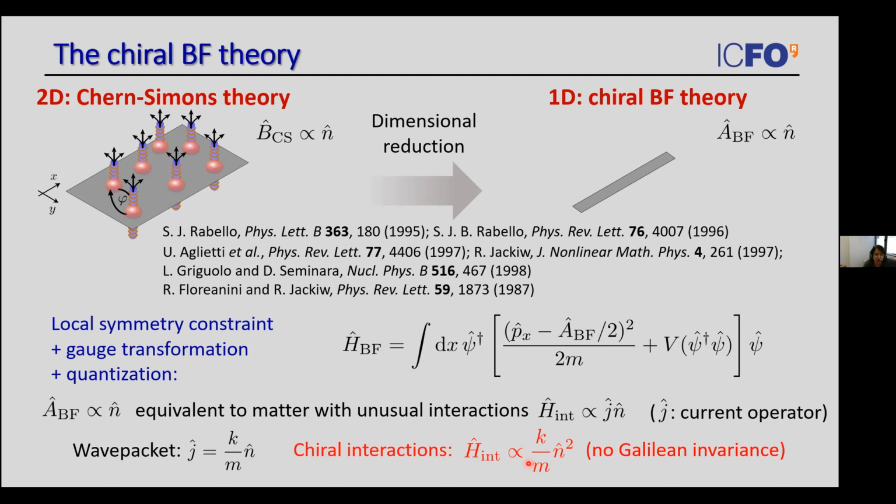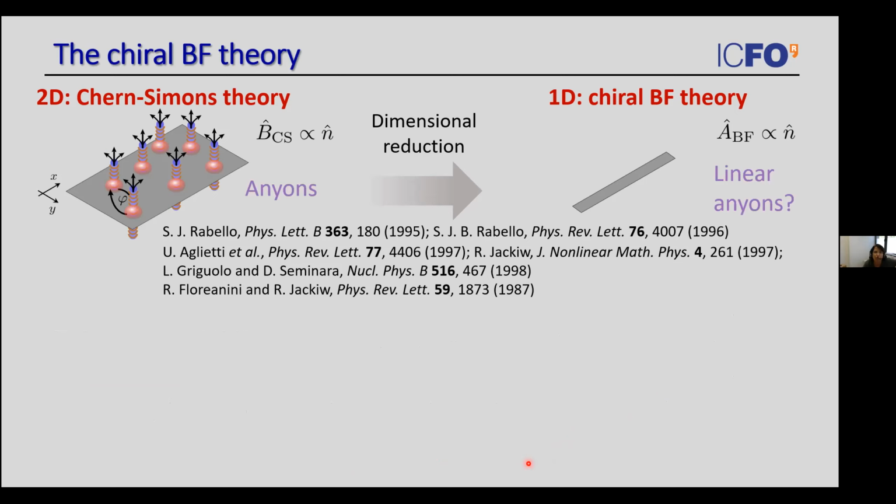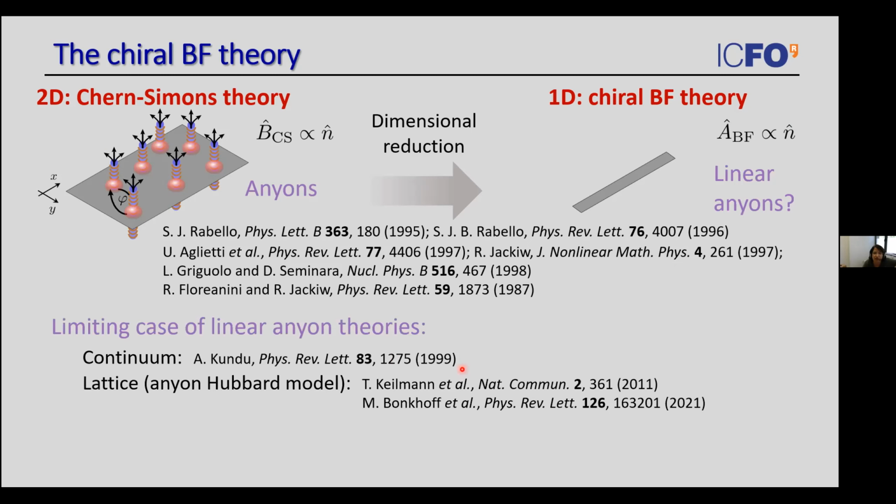And now, just to finish the introduction, why would we want to do that? Well, because if you think about what makes this 2D system interesting, it's that it has anionic excitations, and people proposed this model as a possible model for linear anions, so the equivalent of anions, basically in the simplified setting of 1D. And although there has been a long debate whether this model has linear anions or not, this was settled at the end of the 90s by Kundu, showing that actually this model is the limiting case of so-called linear anion theories in the continuum.